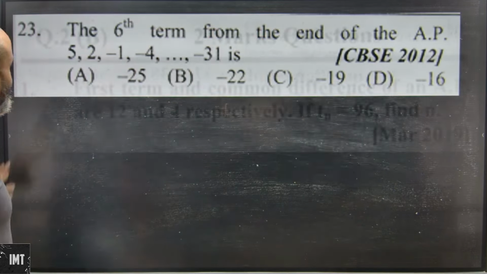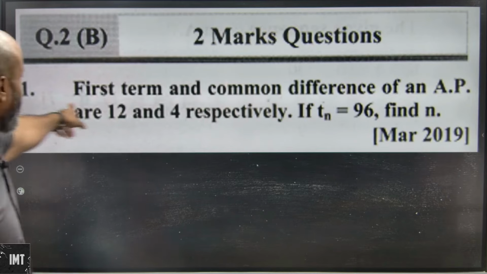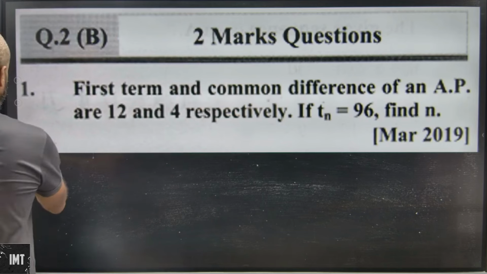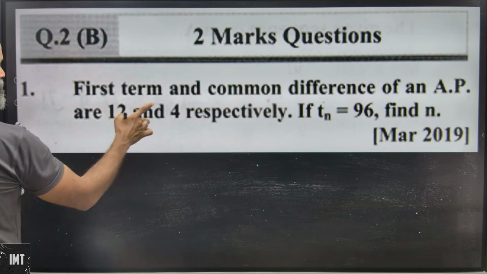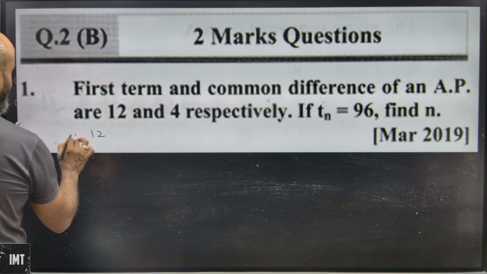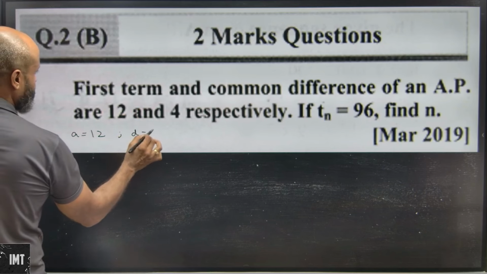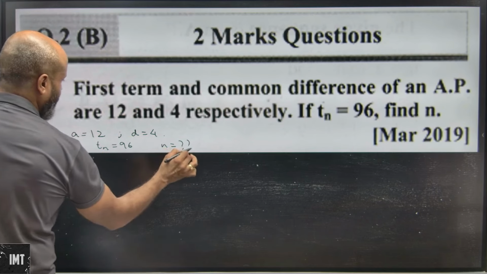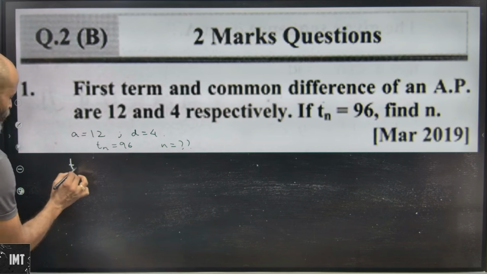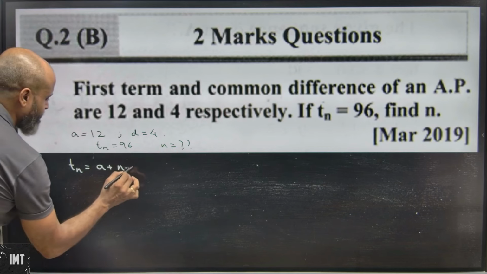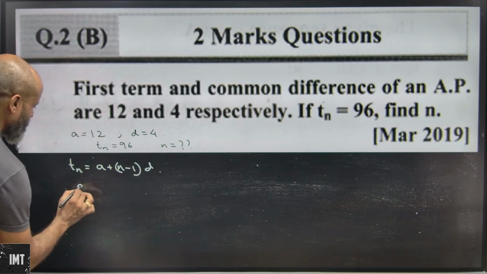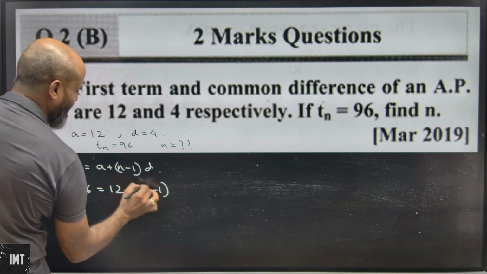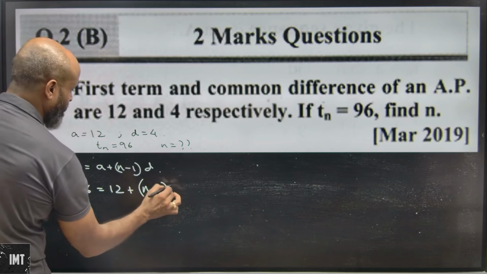Okay. All right, let's move ahead. Here we have first term and the common difference of an AP are 12 and 4 respectively. The first term of the AP is 12, that is A is equal to 12, and the common difference D is 4. Tn is given a value of 96, you have to calculate the value of n. So if you happen to write the formula Tn is equal to A plus n minus 1 into D, so this will be 96 is equal to 12 plus n minus 1. N is of course not known to us. N minus 1 into 4.